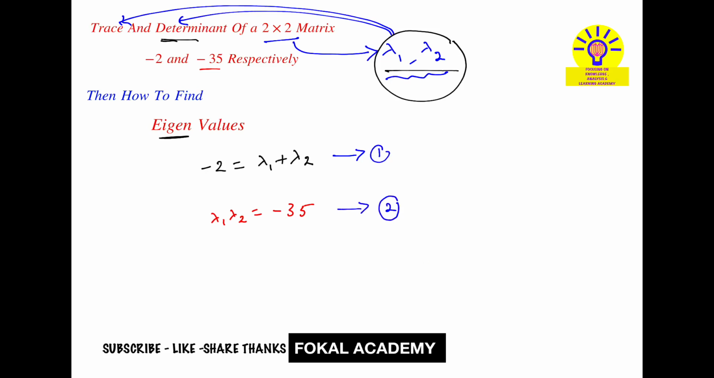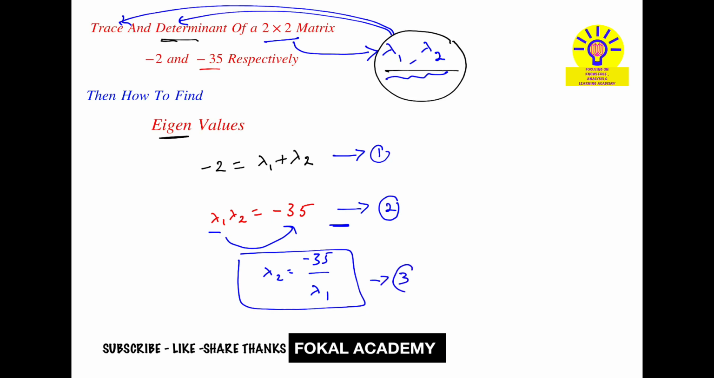From equation 2 we get lambda 2 equal to -35 by lambda 1. I just bring this term to the right hand side. Let's consider this as the third equation. Now substitute this in the first equation. Then it becomes lambda 1 plus, in the place of lambda 2 I write the value from the third equation, -35 by lambda 1, and that is equal to -2.